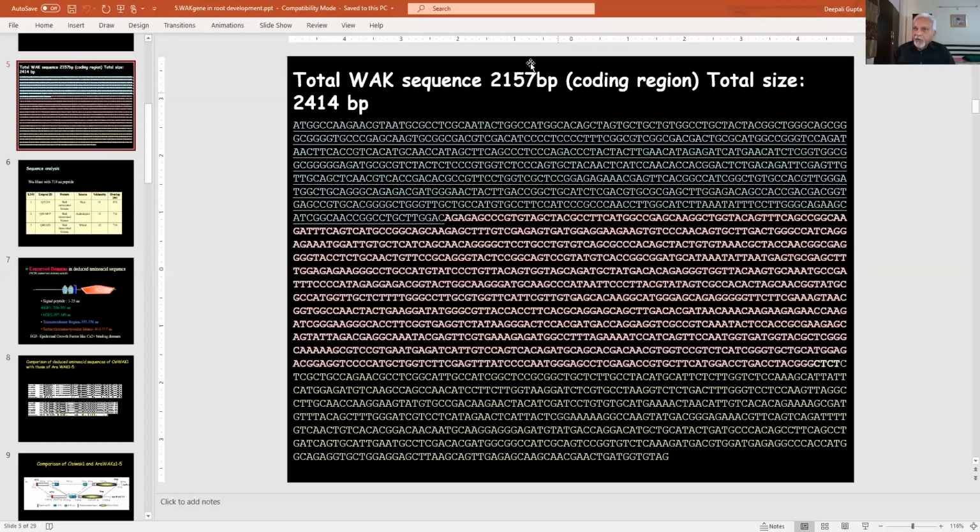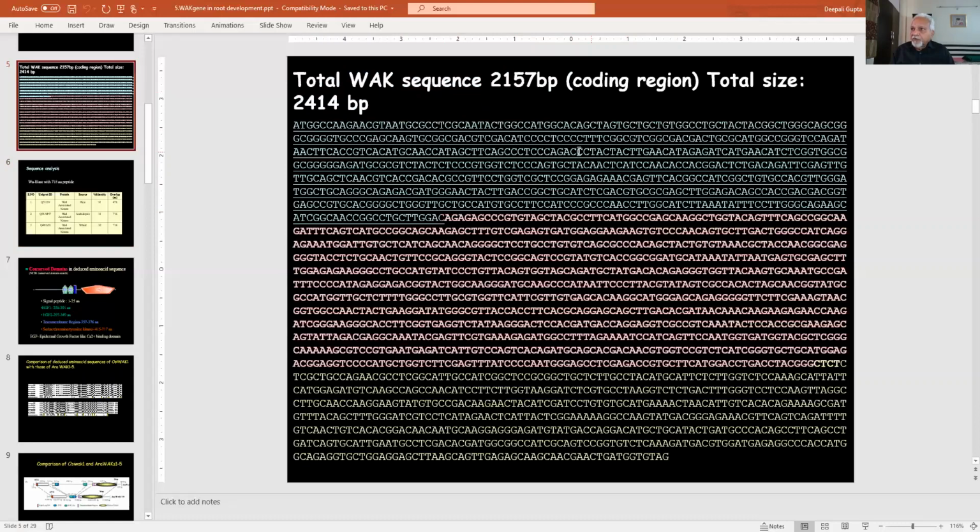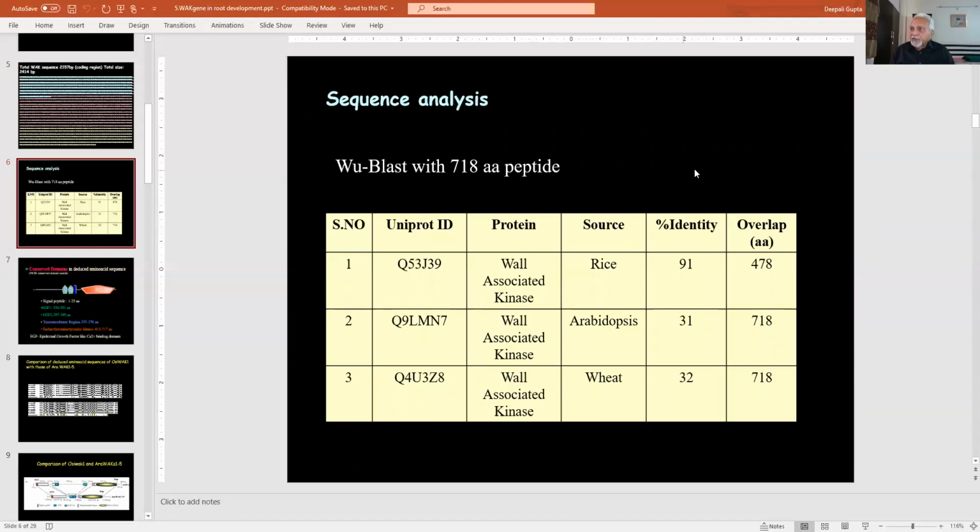So that is what was done when the bioinformatic analysis was done, like the sequence analysis or the P-BLAST by in vitro translating, getting amino acid sequence. And so this analysis revealed that it is showing almost 91% homology or identity with wall-associated kinase of rice. And there were some identities with Arabidopsis and wheat also, but all of them were hitting to wall-associated kinases.